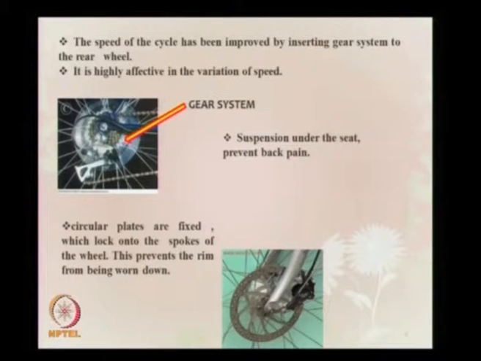And coming to the improvements, there are a lot of improvements made in the basic cycle. By inserting the gear system, we can manage the speed and we can go quick. And disc brakes are inserted so that they can.